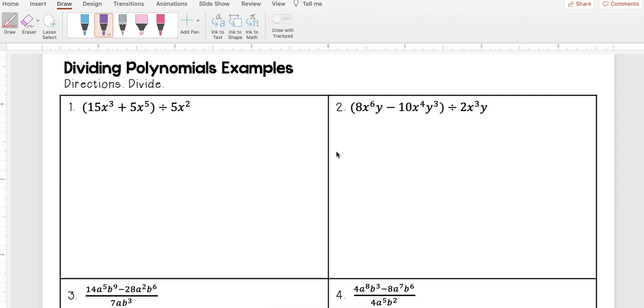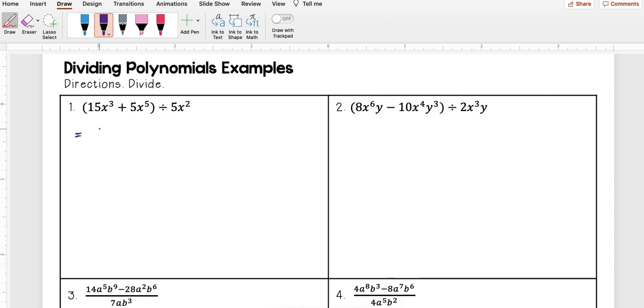So now we're actually going to apply that quotient property into dividing these polynomials. So for this first one, I have 15x cubed plus 5x squared. Now I want to divide that polynomial by this monomial 5x squared. So my first step is I'm going to first just make this into a fraction.